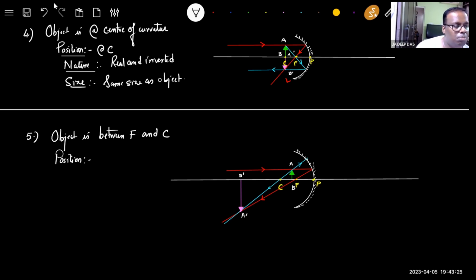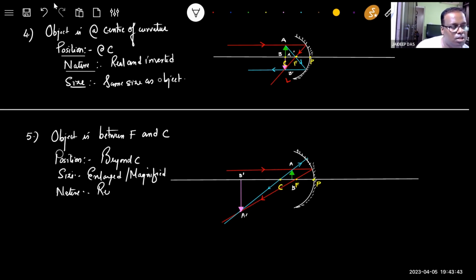Position is beyond C. Size: enlarged, or you can say magnified, and nature will say real and inverted. ठीक है, real and inverted. Did you understand? Easy है. The next one will be just opposite.